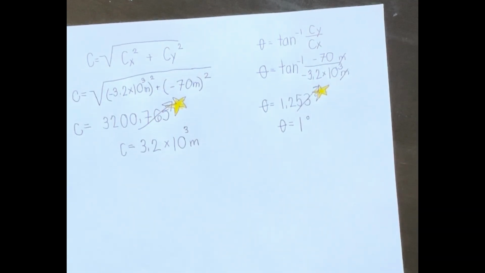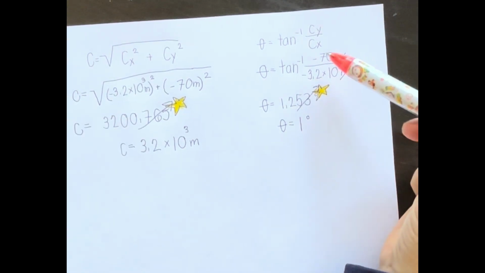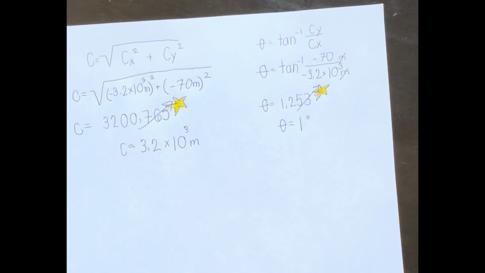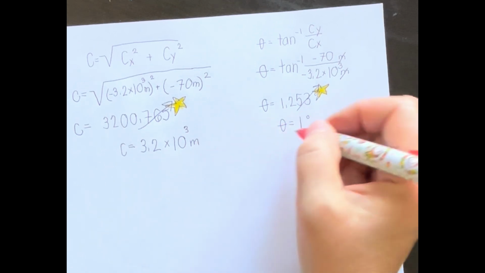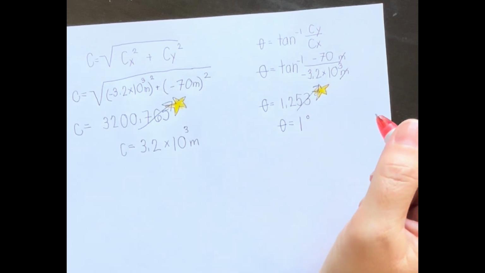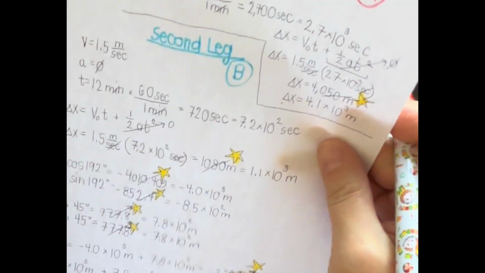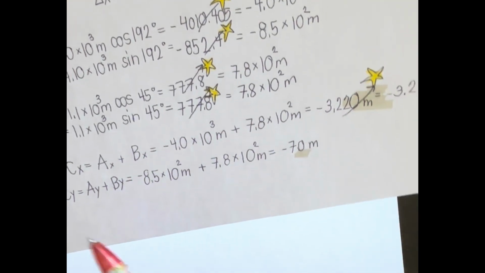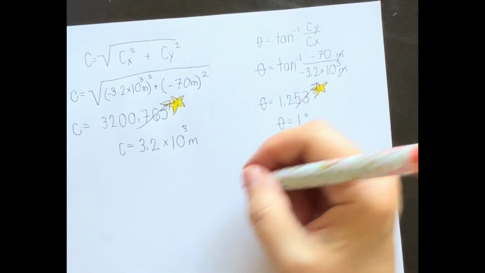So we did the problem, we solved it and got theta is 1 degree. We have to be careful of our significant figures because there's only one significant figure in here, so we can only have one. So we have theta as 1 degree. However, are we finished? Our CY component in this problem, if we go back, CX is negative and CY is negative.